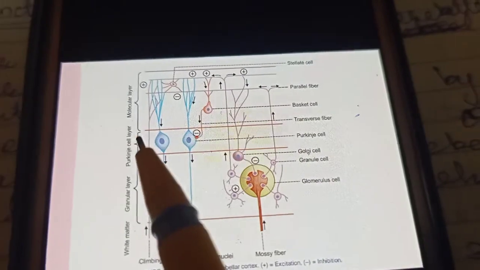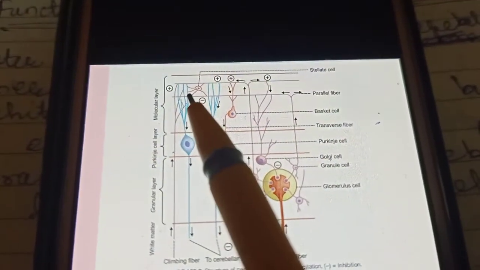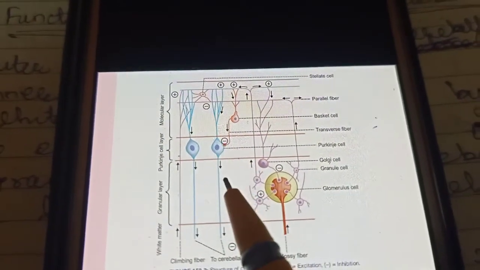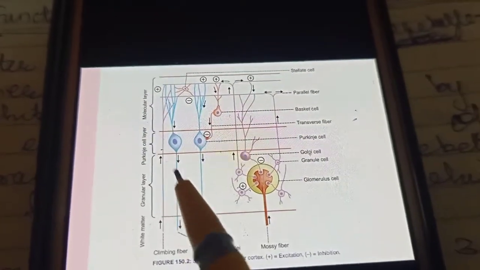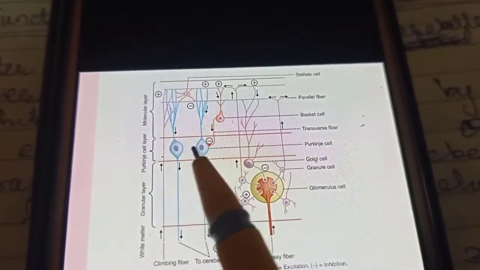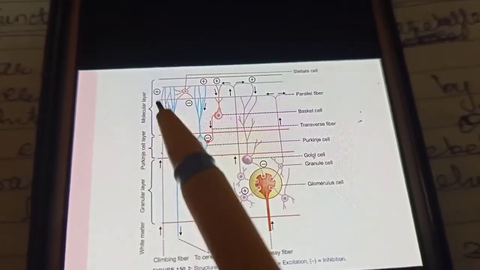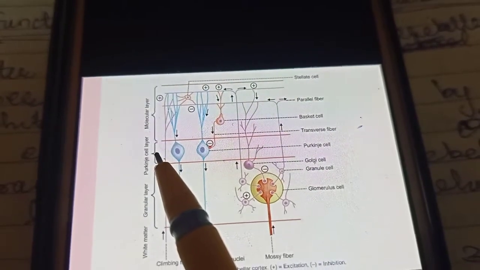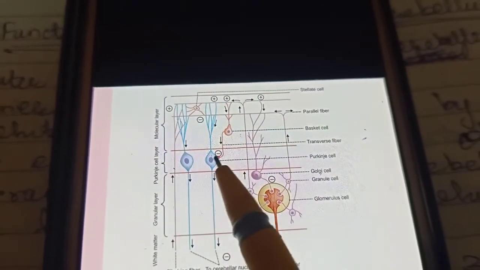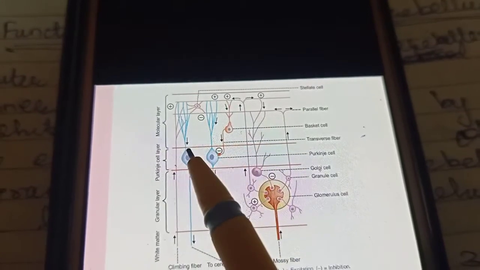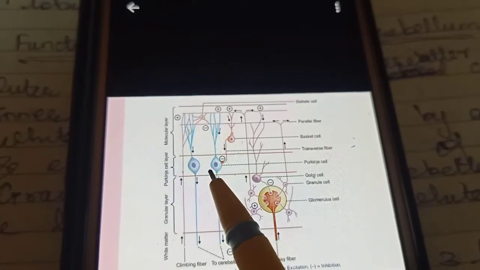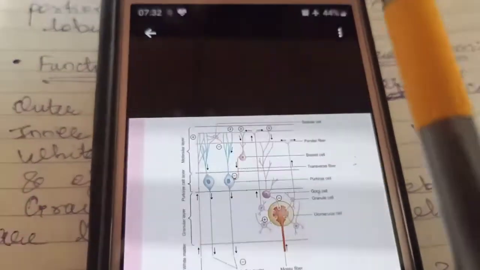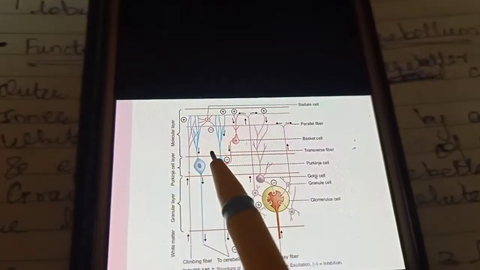So again I repeat, we'll see the middle layer, that is the Purkinje cell layer. It is present between the outer molecular and the inner granular layer. It is the thinnest layer as compared to both, having a single layer of flask-shaped Purkinje cells. The Purkinje cells are the largest neurons in the body.